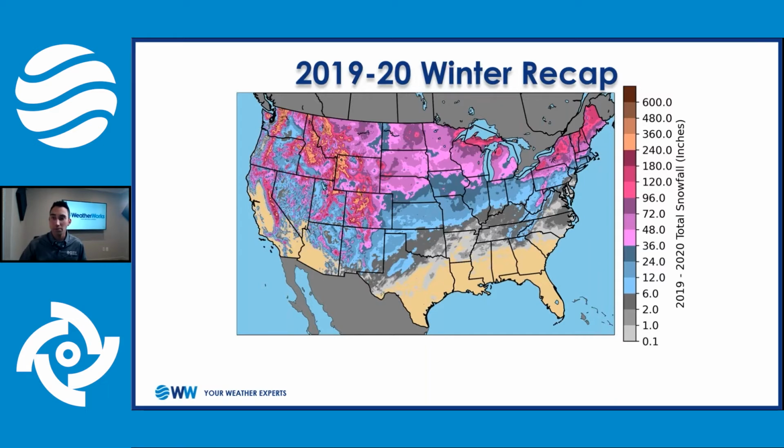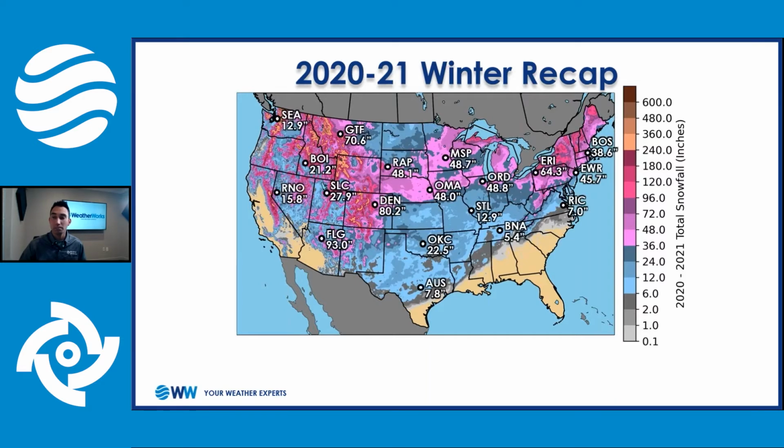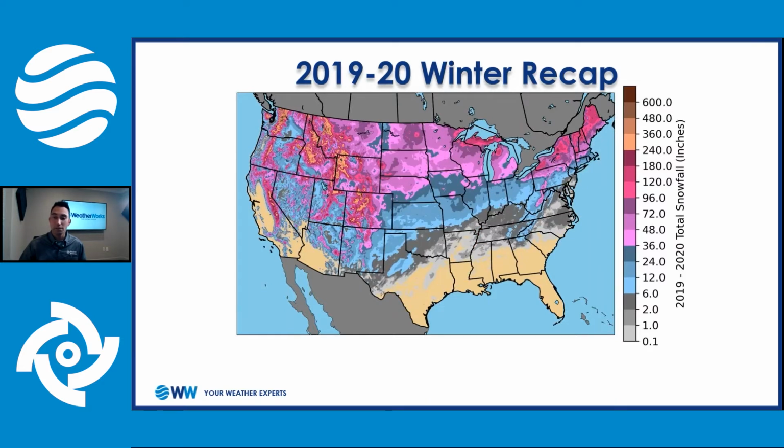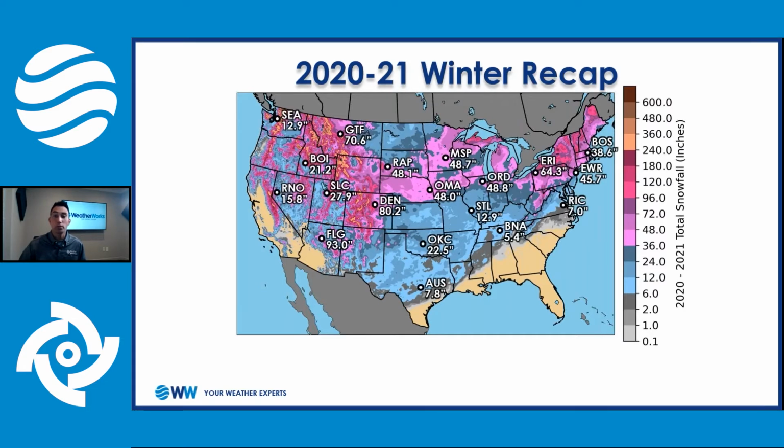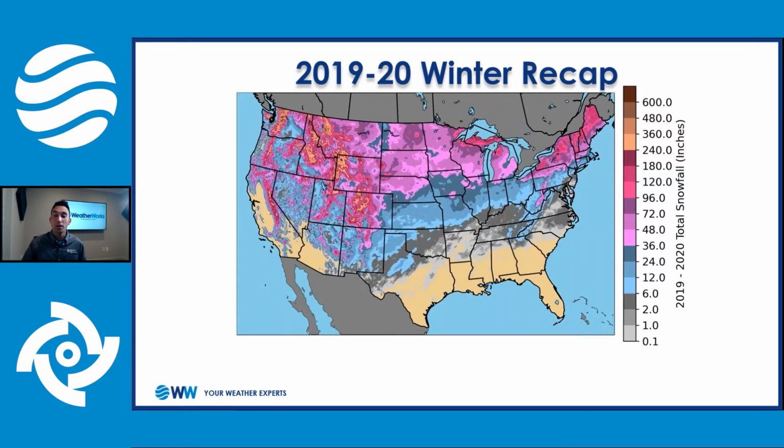Take a peek at the comparison again if you focus on places like Boston, New York City, or Washington, D.C. Quite a bit of difference. And very similar through the Ohio Valley too. 2019-20 was relatively lean. 2020-21 was much better. And similarly, look at places like Arkansas, Oklahoma, and Texas 2 years ago. Some didn't even see any snow, or at least not measurable snow.